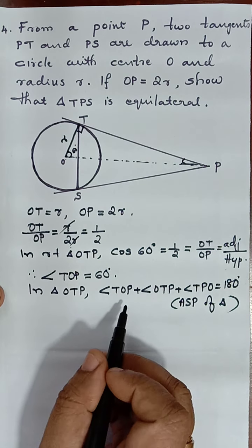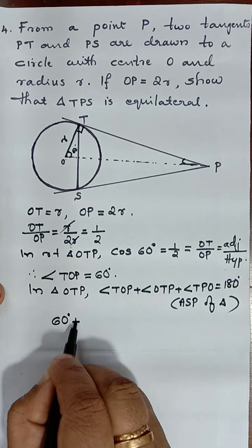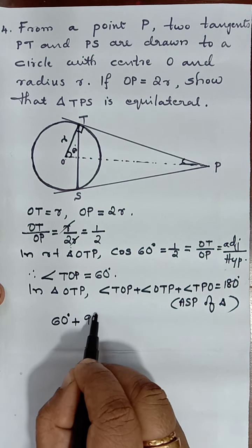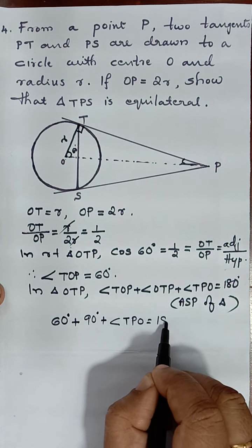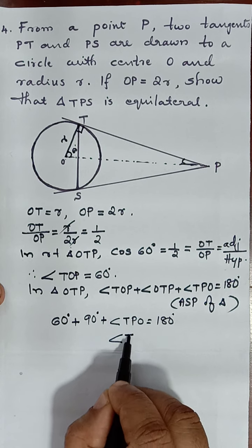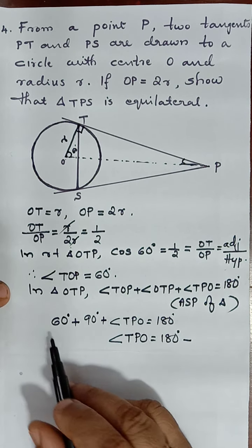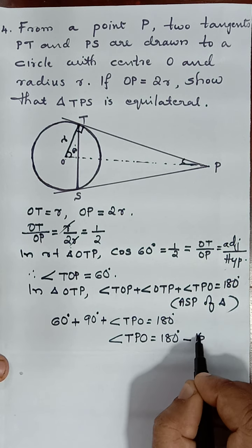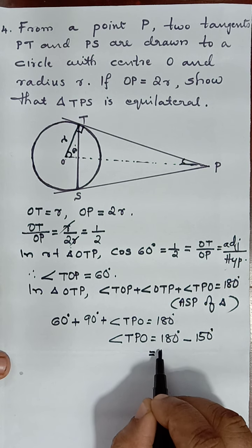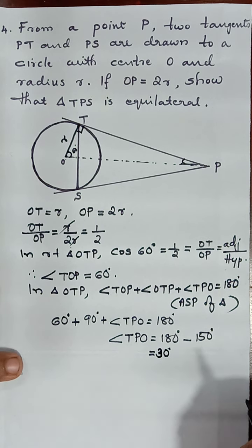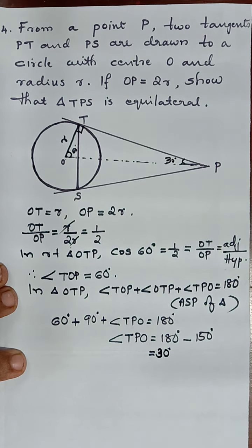Now we are going to substitute. TOP is 60 degree plus angle OTP is 90 degree plus angle TPO is equal to 180. Therefore, angle TPO is equal to 180 degree minus 150, since 90 plus 60 is 150. So we are getting it equal to 30 degree. Angle TPO equal to 30 degree we got.